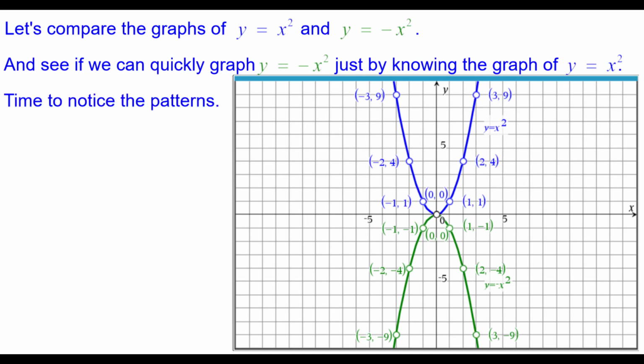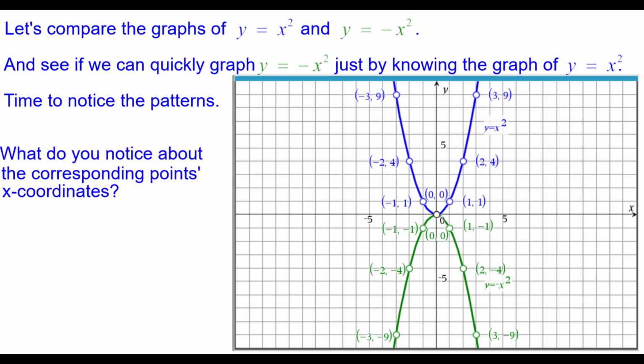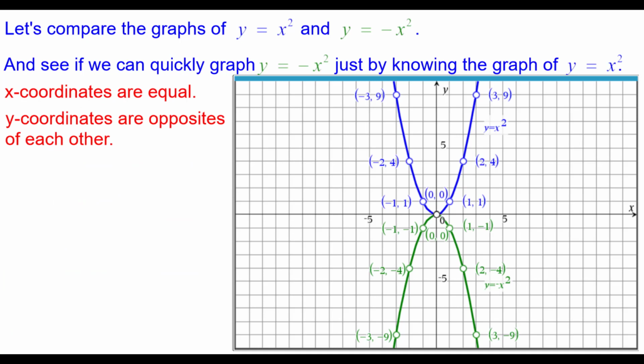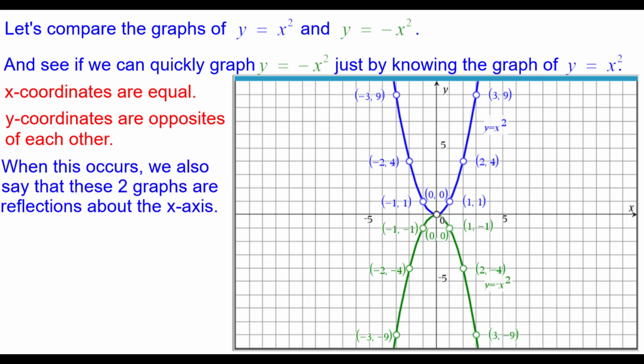So it's time to notice those patterns. What do you notice about the corresponding points' x coordinates? Think about it. The x coordinates are equal for the corresponding points that I had there. What do you notice about the corresponding points' y coordinates? Think about it. And we saw that the y coordinates are opposites of each other. So the x coordinates are equal, the y coordinates are opposites of each other.